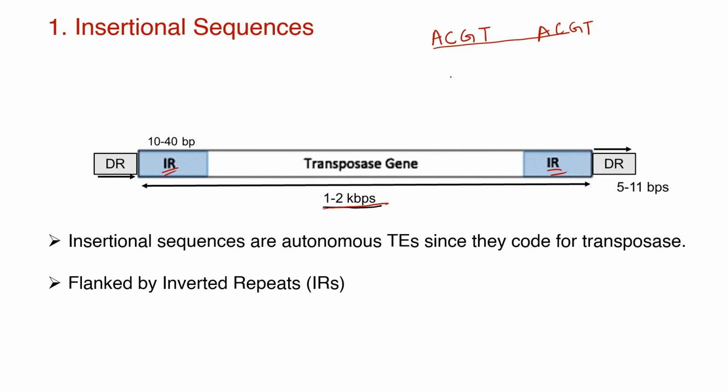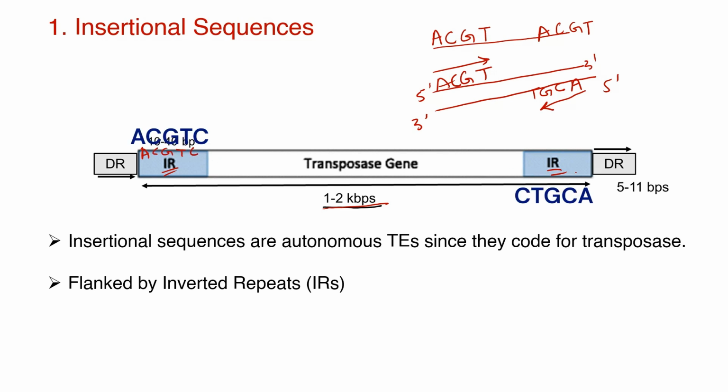However, if you have ACGT, and in the complementary strand you have the same sequence but in reverse direction, this sequence runs from 5 prime to 3 prime in this direction, and the other sequence runs from 5 prime to 3 prime in the opposite direction. So these are inverted repeats. For example, if it is A C G T C here, it will be C T G C A there. So these are inverted repeats.